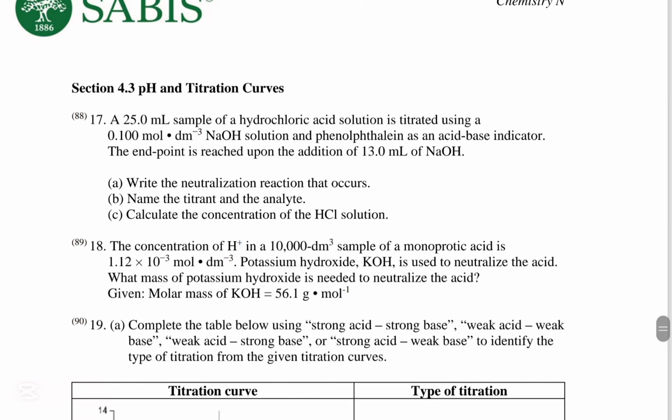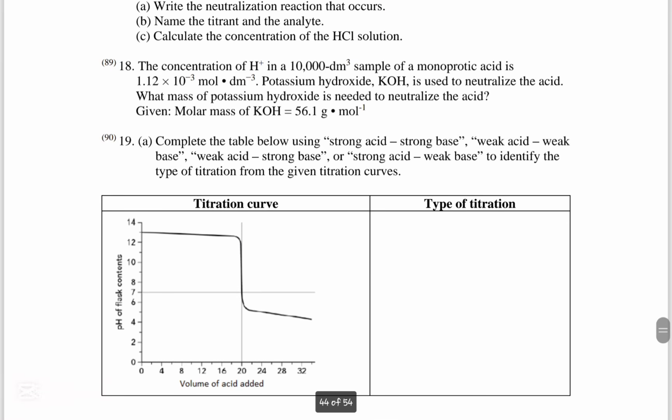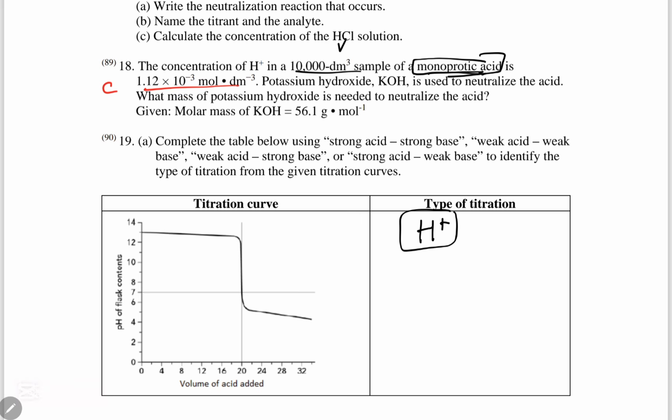I'll now move on to question 18. What does it say? The concentration of H plus in a 10,000 decimeter cubed, so this is the volume, sample of a monoprotic acid. Monoprotic acid means that we have one hydrogen. Okay, so we're going to keep it as H plus because we have a singular hydrogen. Okay, they gave us what? They gave us the volume and they gave us the concentration.